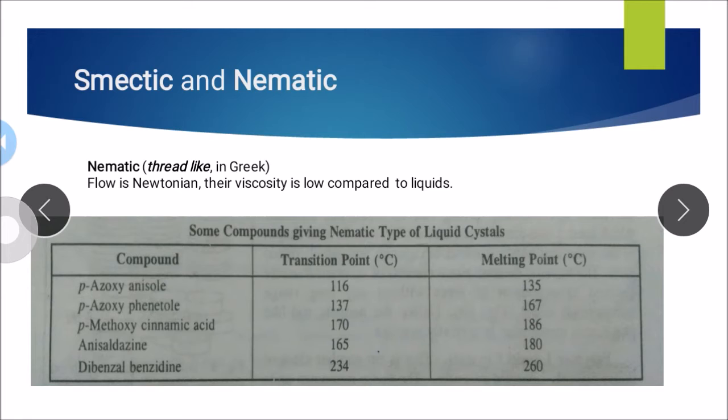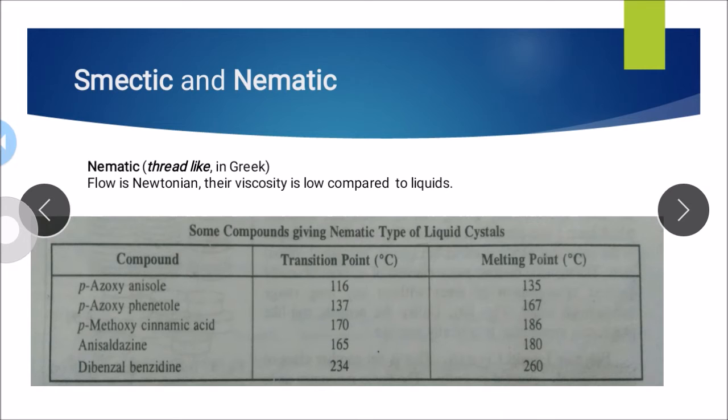Now, what is nematic? Nematic means thread-like in Greek, because nematic materials have a thread-like property, and their flow is Newtonian. This is just like water, but their flow is Newtonian. Their viscosity is low compared to liquids. They are not behaving as normal liquids. Their viscosity is very low. So they will behave differently in Newtonian motion.